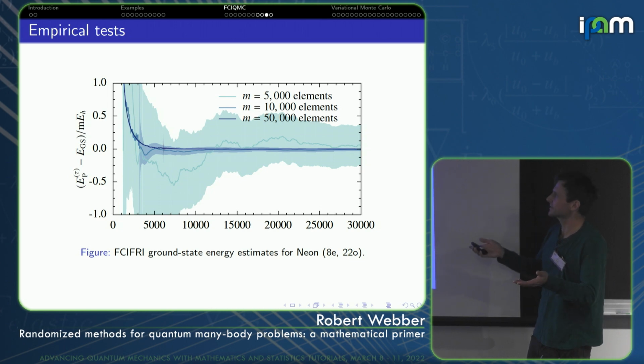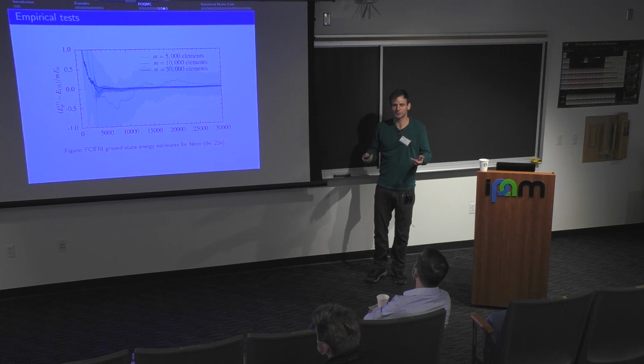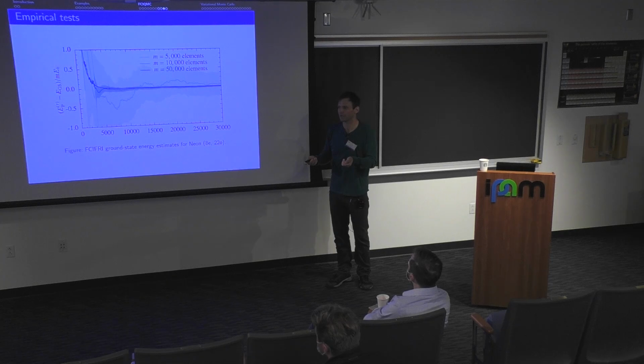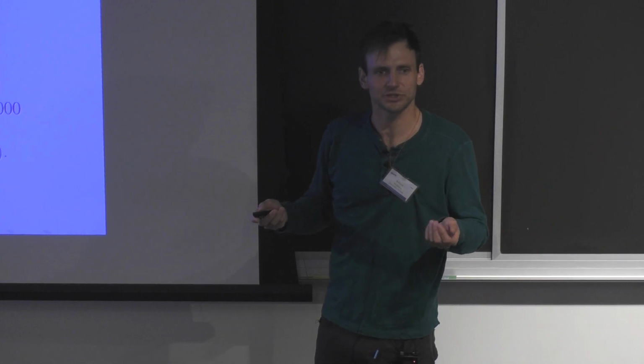I raise this, this is a tutorial. I raise this not so much to advocate our group's work, but just because I think it's maybe a simpler way to think about what's going on in these stochastic power method schemes. FCIFRI has a little bit of a simpler structure.